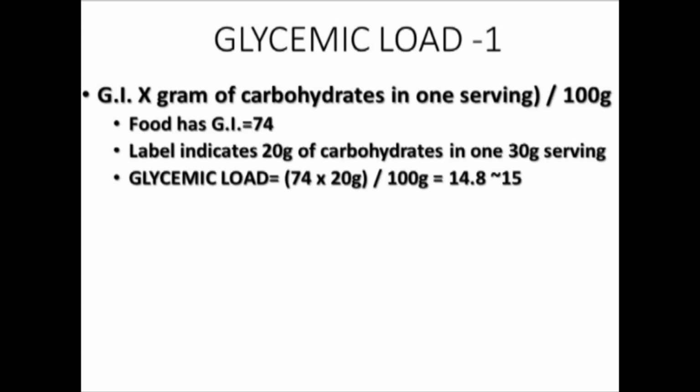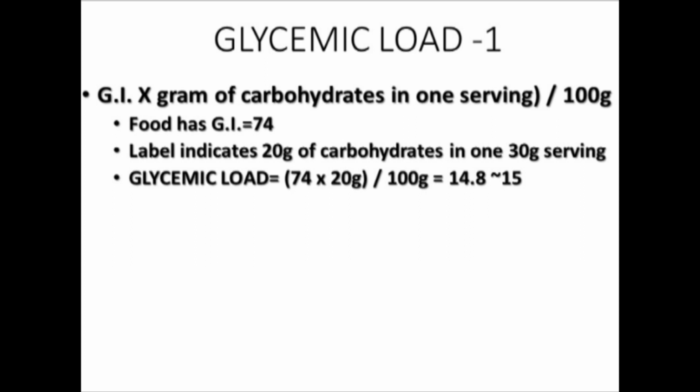Now, the textbook describes 2 methods of measuring the glycemic load, which is different than the glycemic index. There's the glycemic load technique 1, and there's the glycemic load technique 2. So we're going to look at the glycemic load technique 1 first. This first technique consists of taking the glycemic index and multiplying it by the grams of carbohydrate listed in one serving and then dividing it by 100 grams.